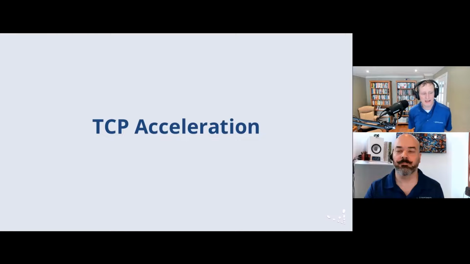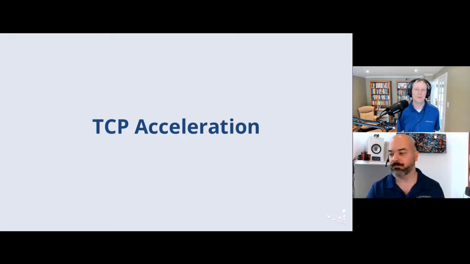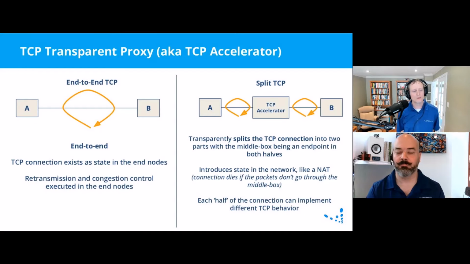So this leads us to our last topic, which is TCP acceleration, and something that we decided a long time ago we weren't going to do. I'm going to try to explain a little bit what this is, and a little bit why that's the case, and we'll tie that back to the other topics we've been talking about. So what is this? Essentially, it's a TCP transparent proxy. You may call it an accelerator or whatever you want to call it. It's really a transparent proxy.